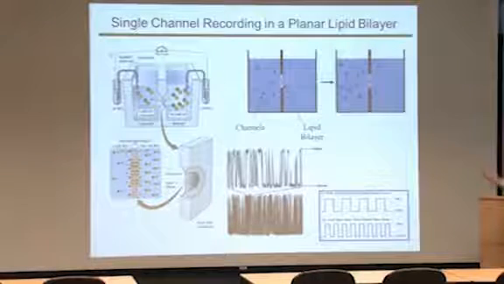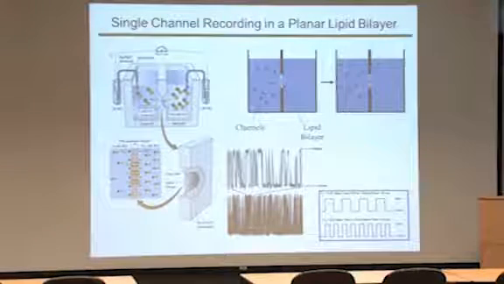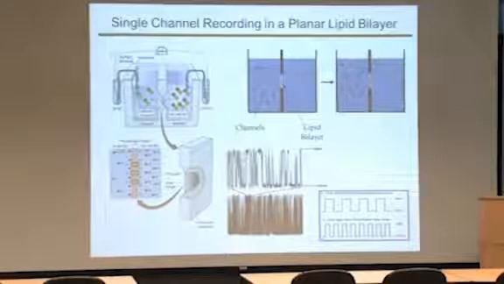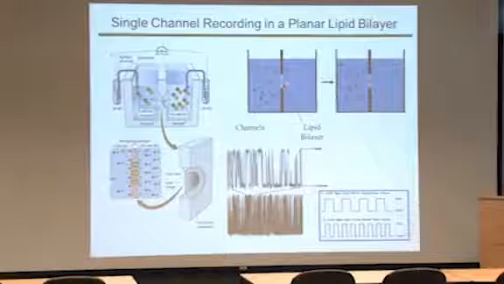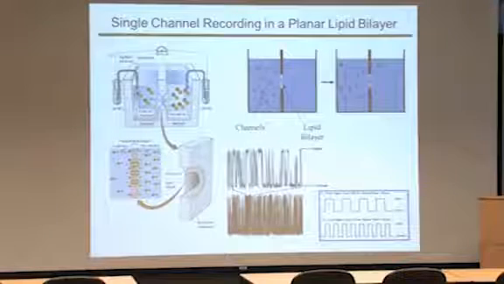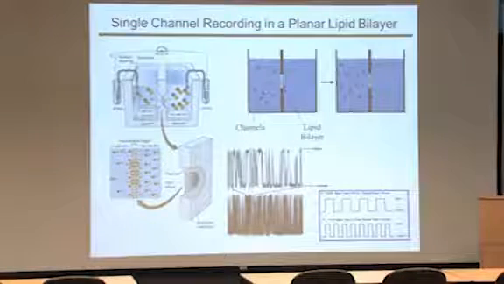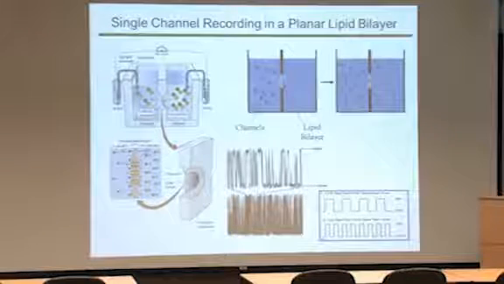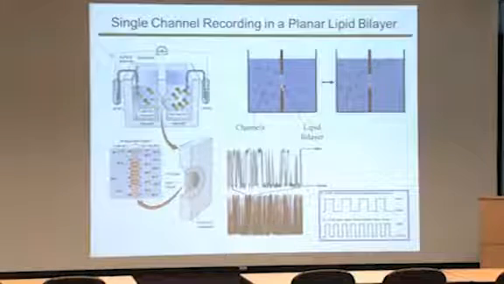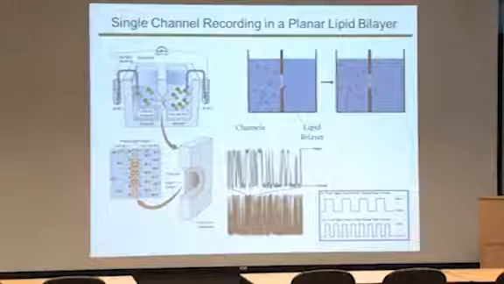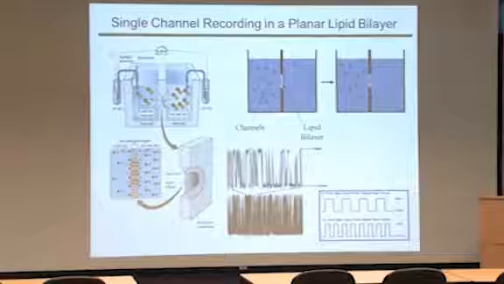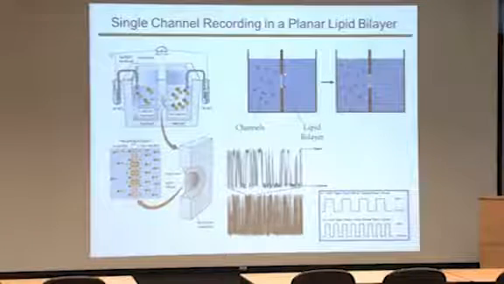Single channel recording is a bit more tedious. In these experiments, you have a chamber that's divided in half. The divider has an aperture in it, a very small hole, maybe 100 to 200 microns in diameter. You fill both sides of the chamber with your recording solution. Then you actually paint lipid over this aperture. Initially, you have a little glob of lipid there. The lipid will spontaneously thin to a bilayer.